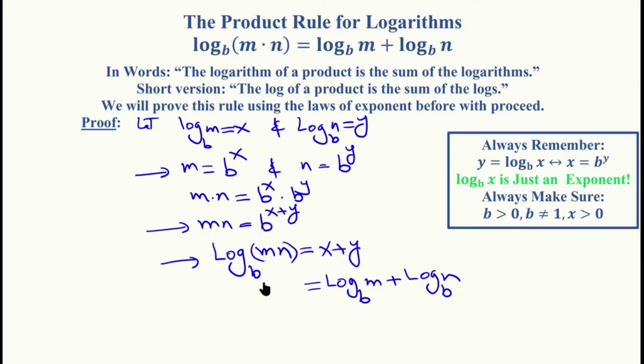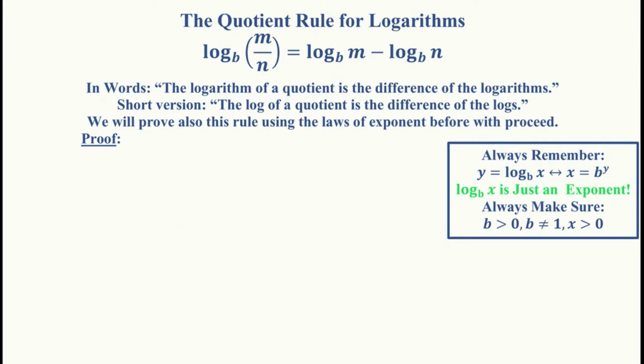We were trying to prove that log base b of mn equals log base b of m plus log base b of n. So it's a very nice simple proof, but it's very indicative of how we approach proofs in mathematics. So make sure that you understand it before we move on to prove the quotient rule. We're going to use exactly the same approach for the quotient rule, which basically says the log of a quotient is the difference of the logs.